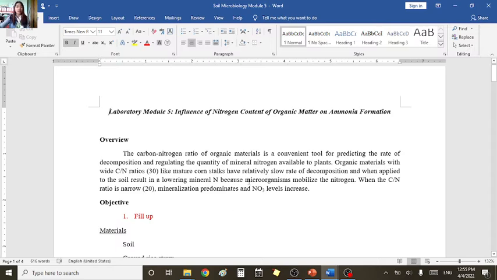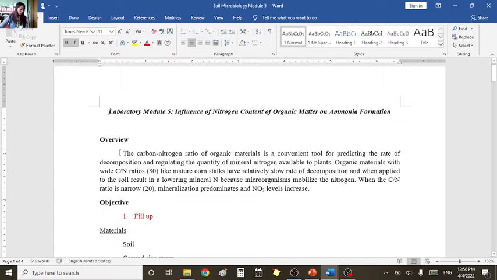Okay, hello everyone. Welcome again to our next exercise. This is the influence of nitrogen content of organic matter on ammonia formation. So it has to do with the CN ratio of the organic material. When the CN ratio of the organic material is high, what do you think would be the effect on ammonia formation? Will it increase or will it decrease?